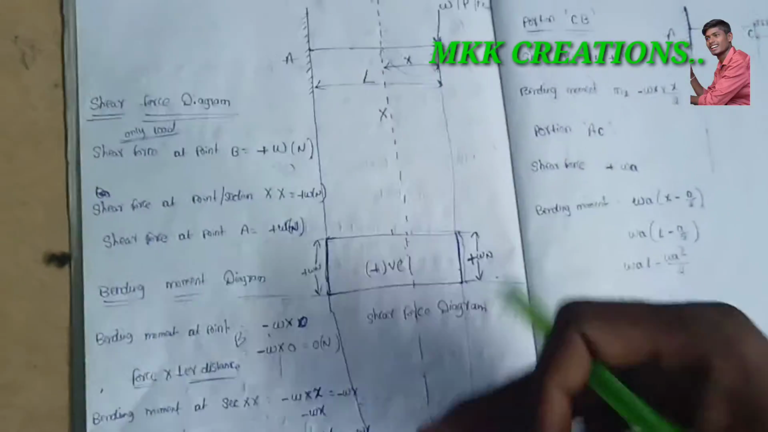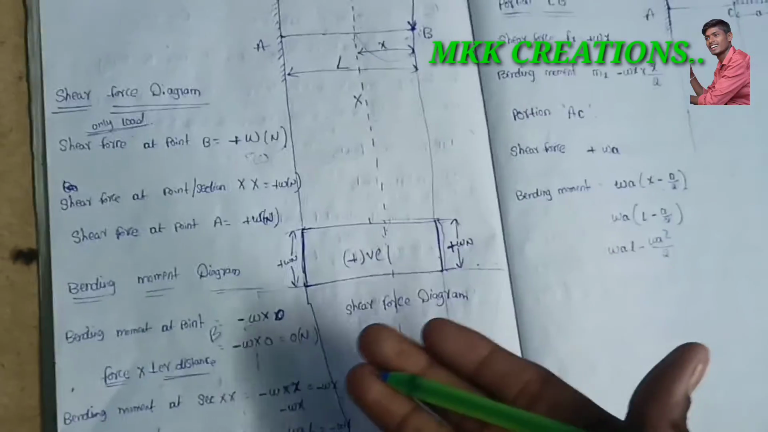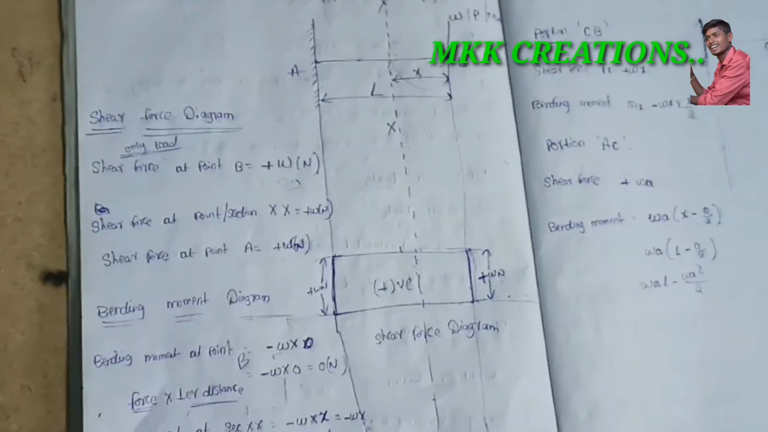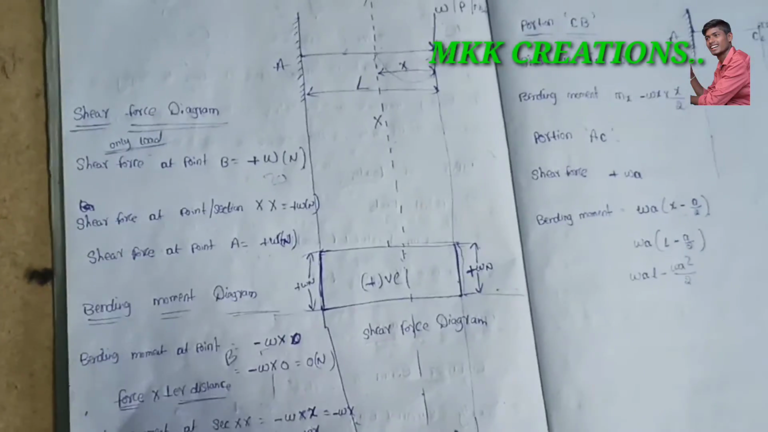This is the procedure for all the types. For simply supported beams we want to find the RA and RB values, the supports, and then we draw like this only. So this is a way to solve.